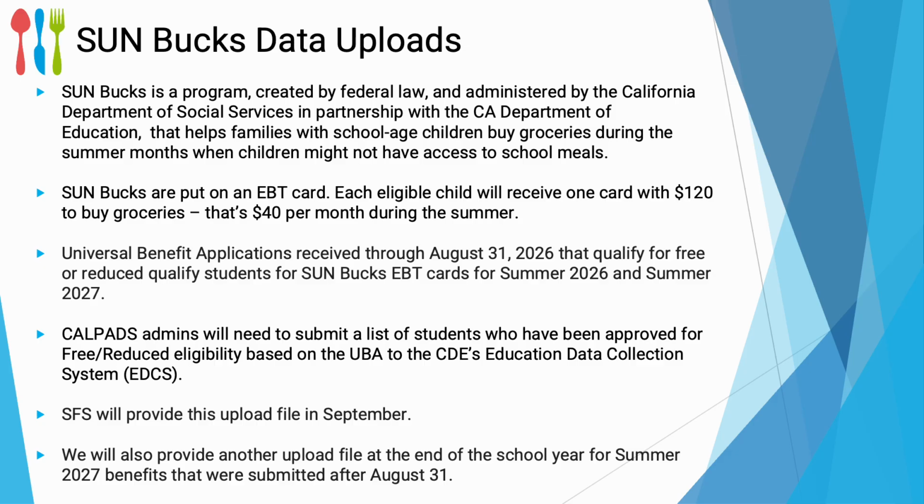We're also going to help you with Sunbucks data uploads. Sunbucks, also known as Summer EBT, is a program created by federal law and administered by the California Department of Social Services in partnership with the California Department of Education. It helps families with school-age children buy groceries during the summer months when children might not have access to school meals. Sunbucks are put on an EBT card that gets mailed directly home to families by the state, and each eligible child receives one card worth $120 per summer.